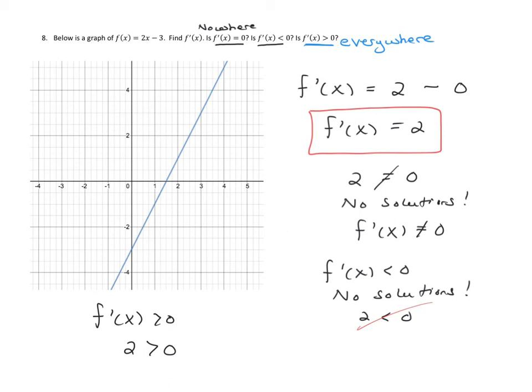The derivative is greater than 0 on the entire real line because it is always equal to 2. If you want to graph the derivative, if you graph the function 2, it is this horizontal line. Your derivative is always positive, and that means your graph is always moving upward.